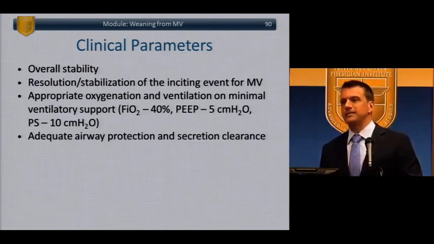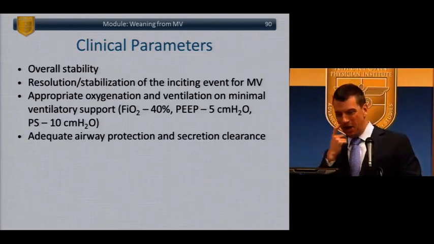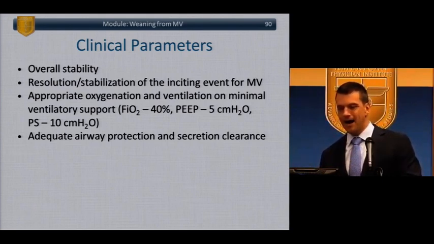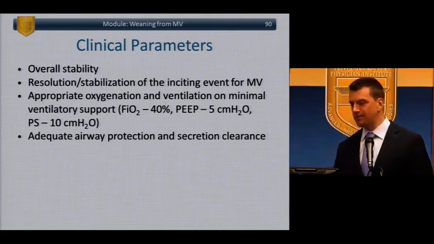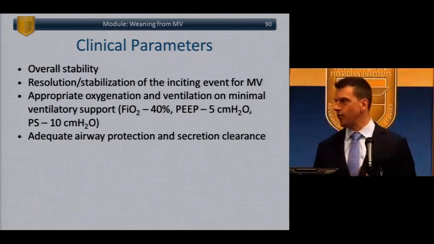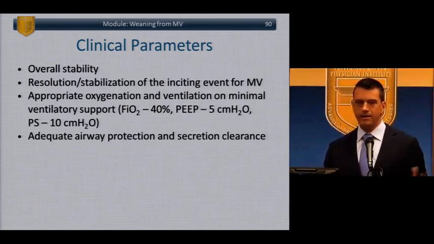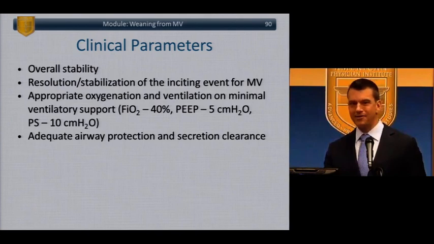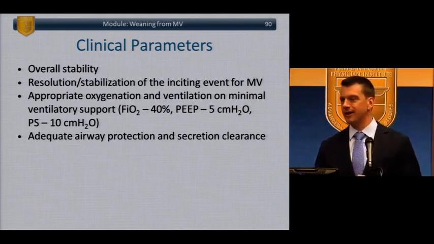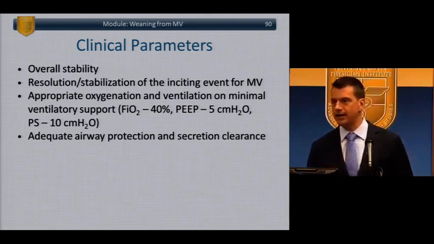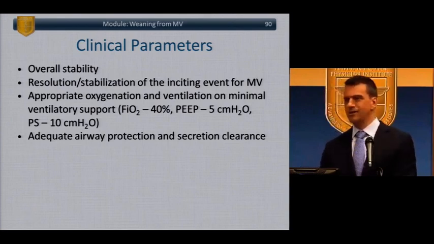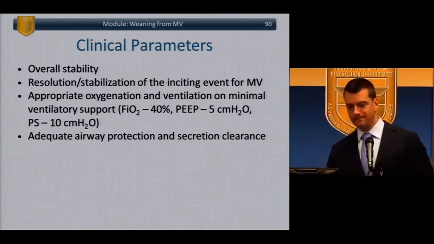Clinical parameters: the patient needs to be stable. The problem that put them on the vent should be resolved or in the process of resolving. On minimal support, meaning 40% oxygen, 5 of PEEP, and only 10 of pressure support, they ought to be able to breathe and maintain a normal blood gas. The things that aren't measured by rapid shallow breathing and other indices are the ability to protect the airway and handle secretions. So the patient needs to be strong enough to lift their head off the end of the bed. They need to be able to cough for you on command. And they need to not be requiring suction every hour by the nurse. That'll rapidly fail. Those are the things that are harder to pick up on some of these indices.